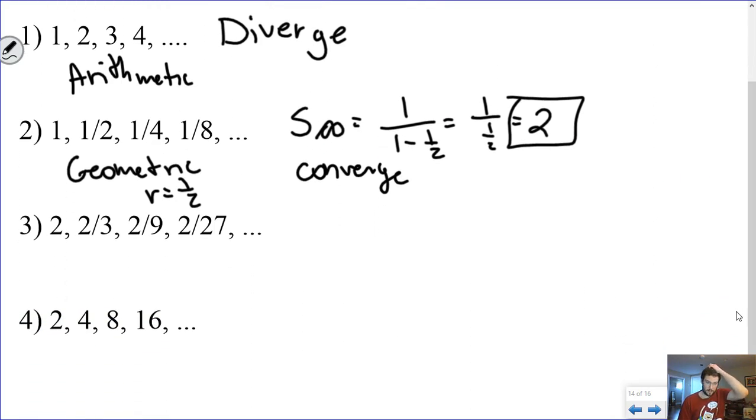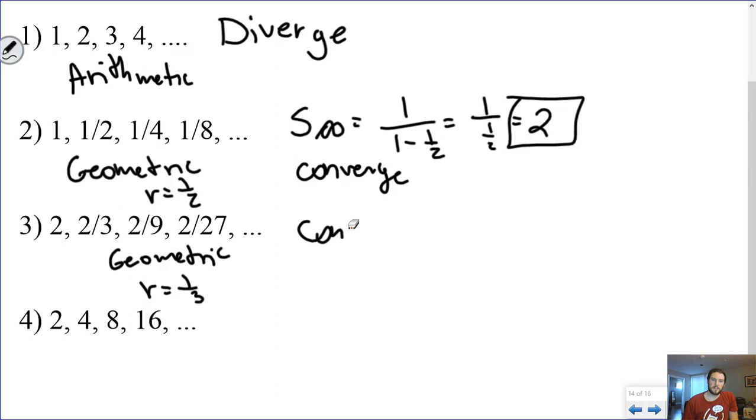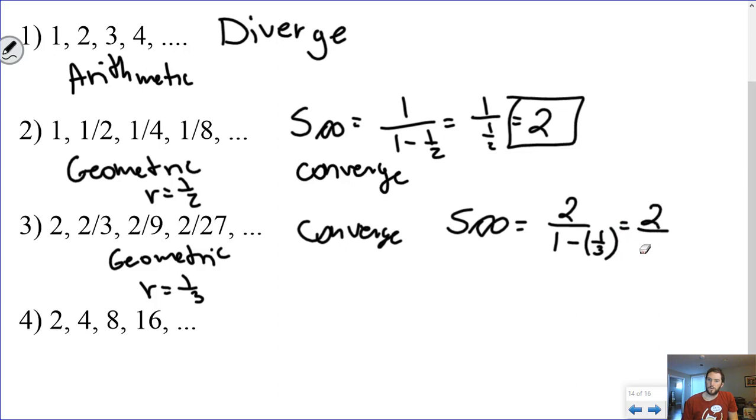Okay, do the same thing for the next one. Again, what type of series is this? Well, it's geometric, and my r value here is 1/3. So right away, that tells me this is going to converge. And it's going to converge on the value of, again, the infinite sum equal to a over 1 minus r, which is 2 over 2/3, which is 3.